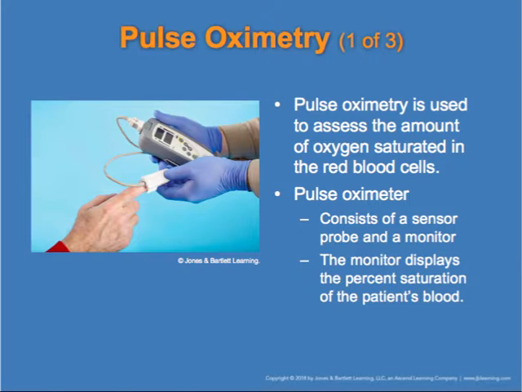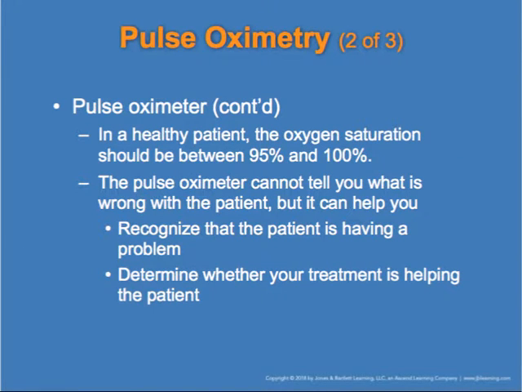Pulse oximetry, right? It's a tool that is used to measure the amount of oxygen saturation in the red blood cells. It consists of a sensor probe and a monitor, and it displays the percentage saturation of the patient's blood. How much oxygen is in that blood. In a healthy patient, that number is between 95 and 100%. Sometimes you'll read that it's between 96 and 100%, but either one, 95 or 96, is well within that ballpark. Anything lower than 95 is definitely something where we need to consider being concerned.